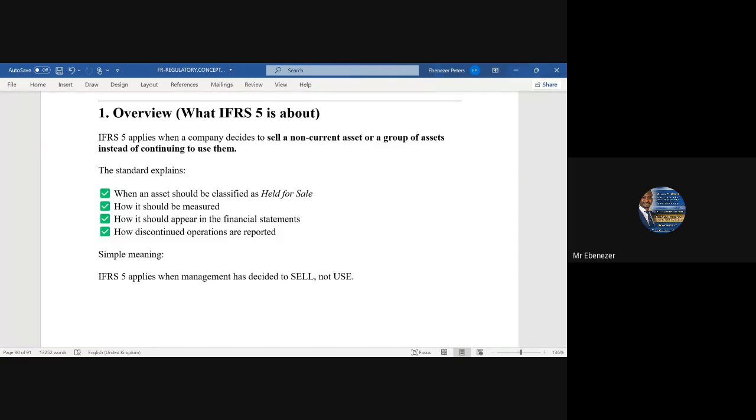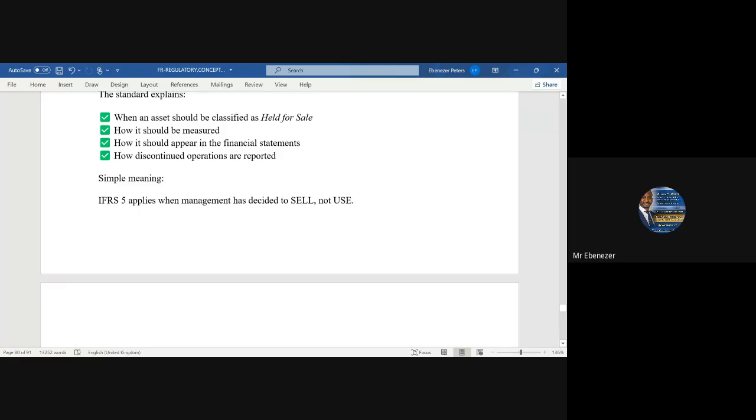So IFRS 5 applies mainly when management have decided to sell off, that is, either to sell off the assets or discontinue the use of the assets, and not that they are still using it. So if management decide that, okay, this motor vehicle, we sell it, but they are still using it in their operation, you cannot classify that asset as held for sale.